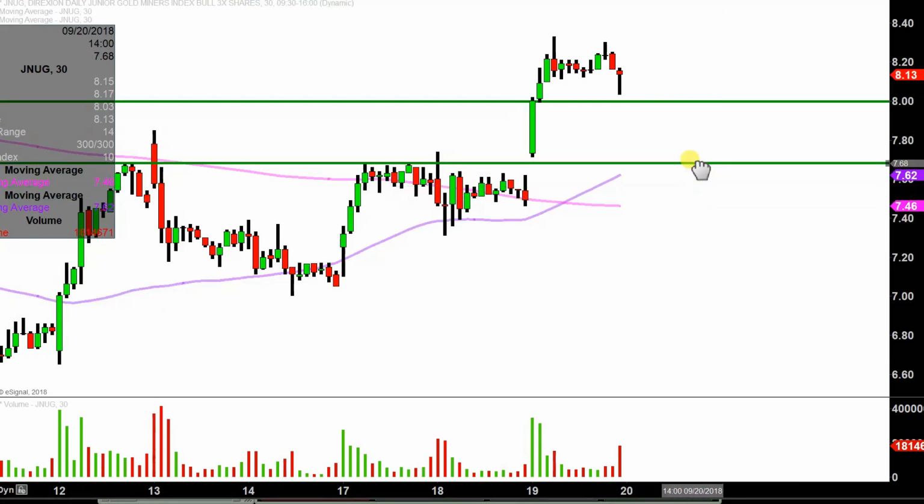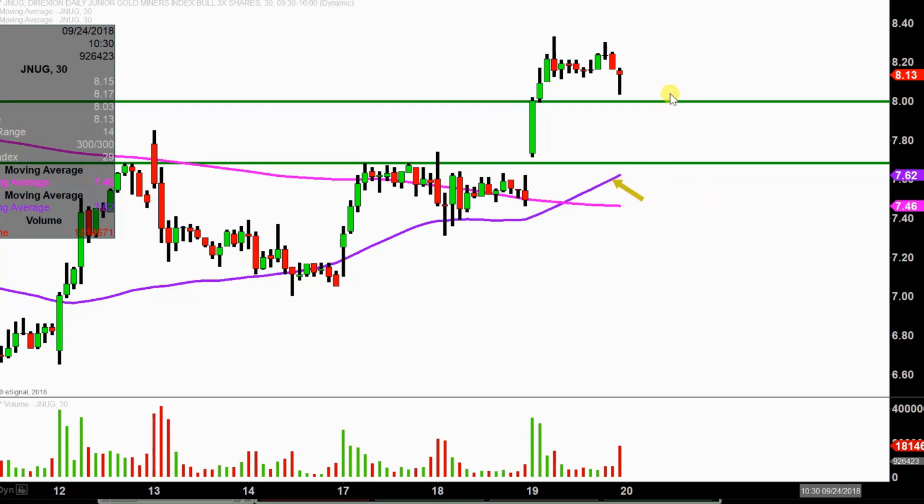Next level of support after that would be this previous breakout point area, and that sits right around $7.70. So $8 and $7.70, two of the nearer term ones. The other level to keep an eye on, and I'm not going to assign a numerical value, is the purple line here, because that's a moving average, meaning the value is going to move over time and change.